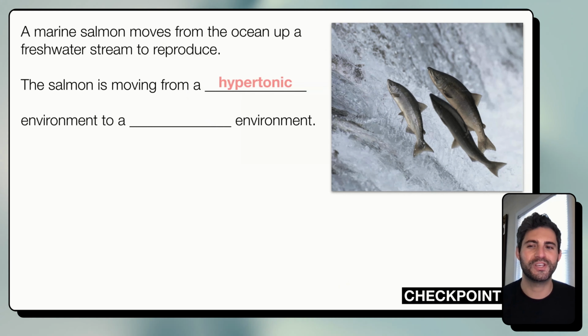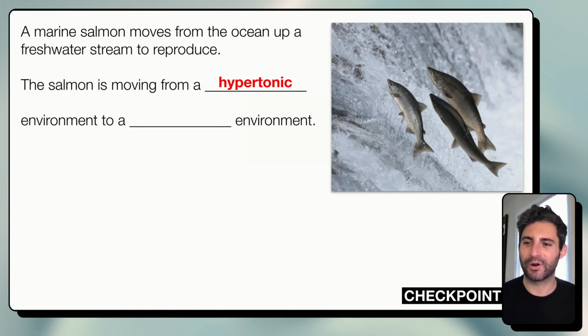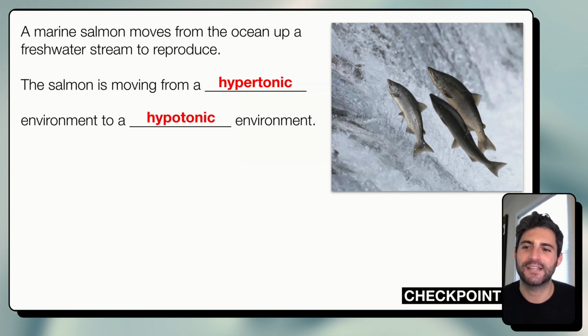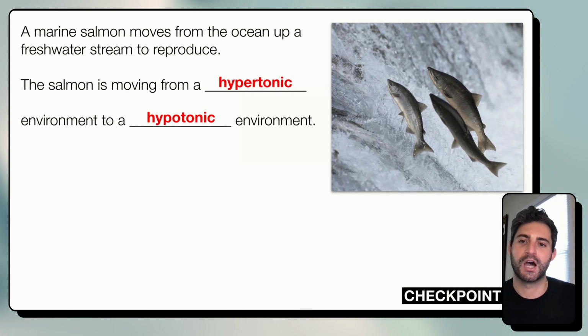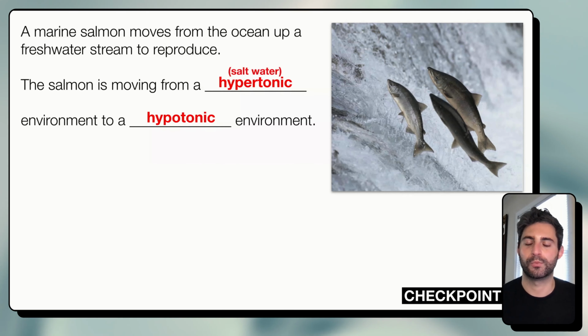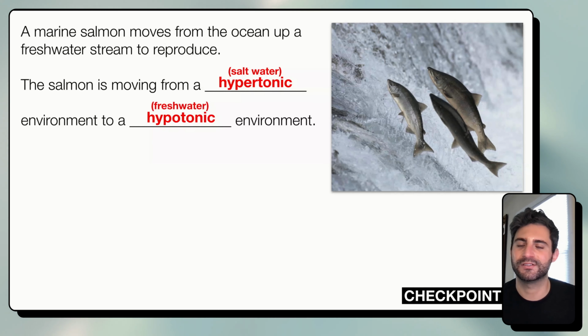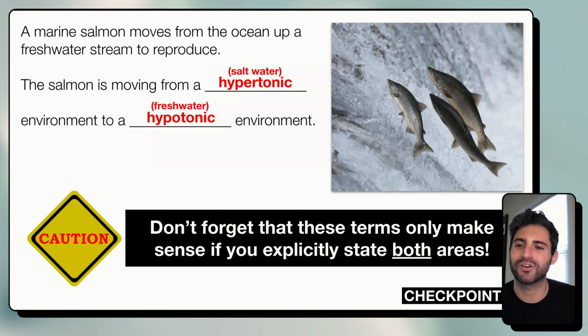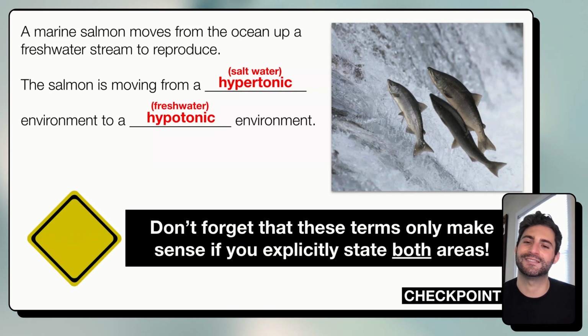I hope you said that the salmon is moving from a hypertonic environment to a hypotonic environment. That's because the marine salmon lives in the ocean, which is a hypertonic solution because it has salt in it, versus a freshwater stream, which is a hypotonic environment because there is a lower concentration of salt compared to the ocean. Don't forget that these terms only make sense if you explicitly state both areas that you're comparing.